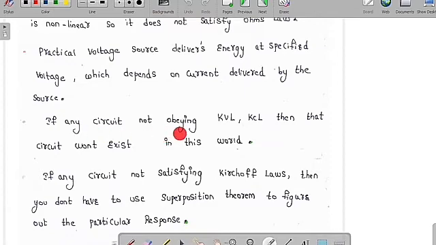If any circuit does not obey KVL or KCL, then the circuit won't exist in this world. If in any circuit the KVL or KCL is not obeyed, then we can't make that circuit physically.